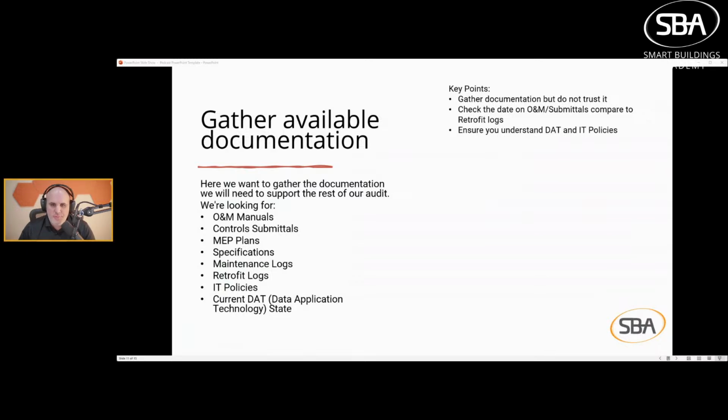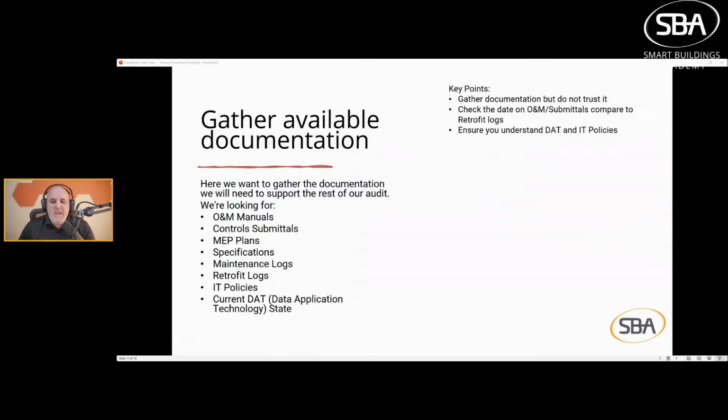So on the left, what we've got is we want to gather documentation. This is going to support the rest of our audit. We're looking for the basic stuff, right? O&M manuals, operation and maintenance manuals. Every customer should get one of these after a project's completed. Sometimes they lose them. Sometimes they don't keep them up to date. Sometimes they're not given them. Still surprises me, but that does happen.